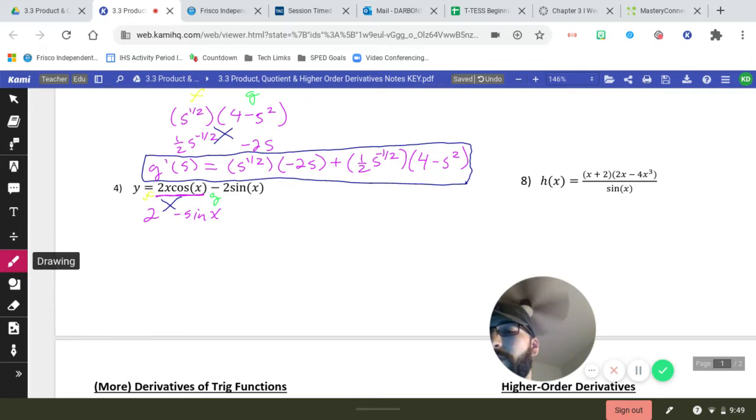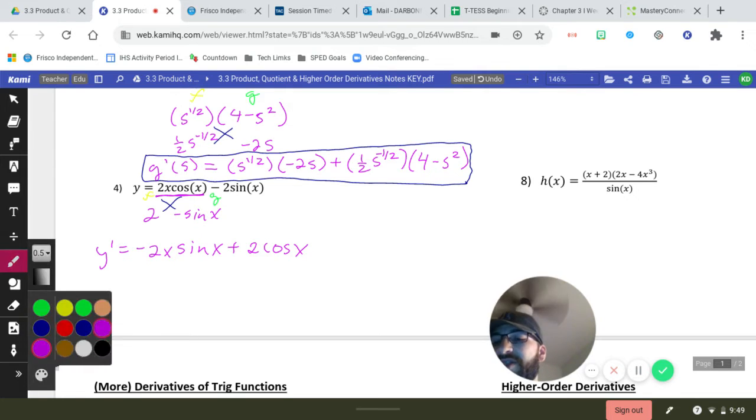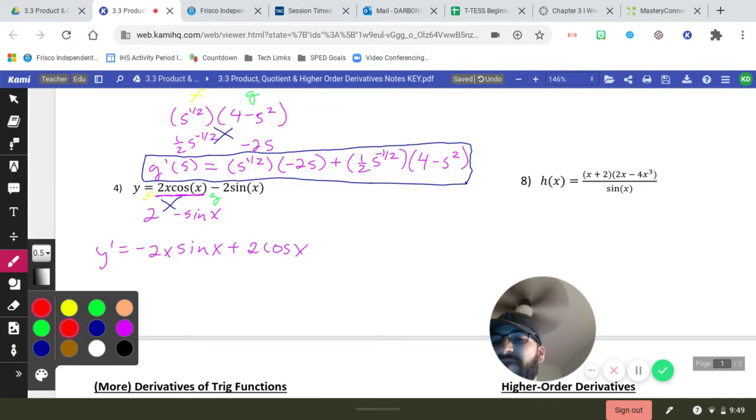So for y prime, for our first part, we would get 2x times negative sine of x, so negative 2x sine x. Then plus 2 times cosine of x, so 2 cosine of x. Okay, so that's my first piece. That's my product rule. So this derivative, this piece right here, became all of this. Okay, that was just the product rule for that first piece of the function.